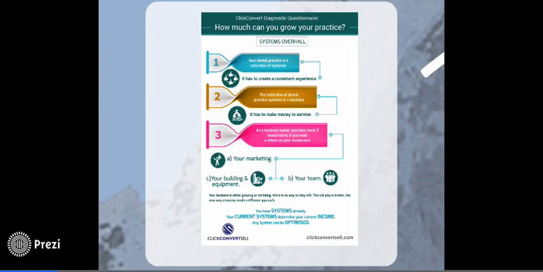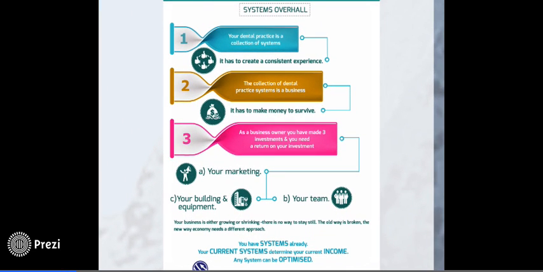So how much can you grow your practice? Well, your dental practice is a collection of systems. And the collection of systems is a business. So as a business owner, you want to improve your systems and you want to improve your team's operation of the systems.